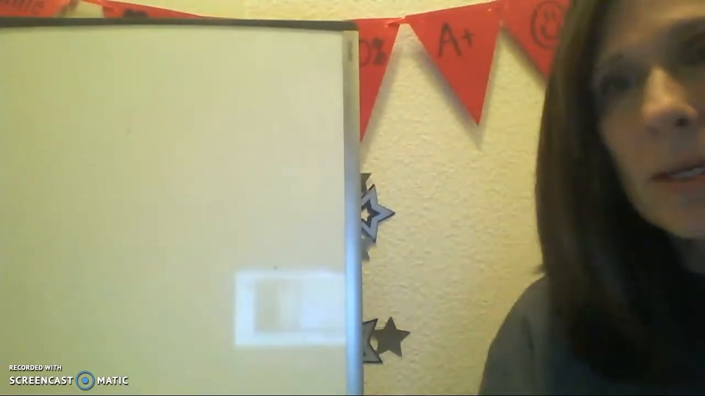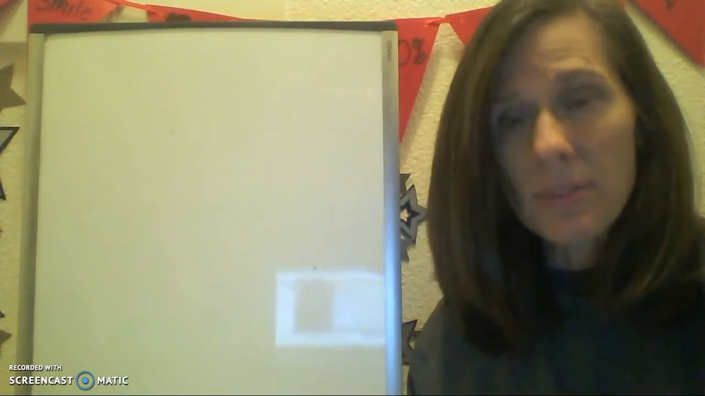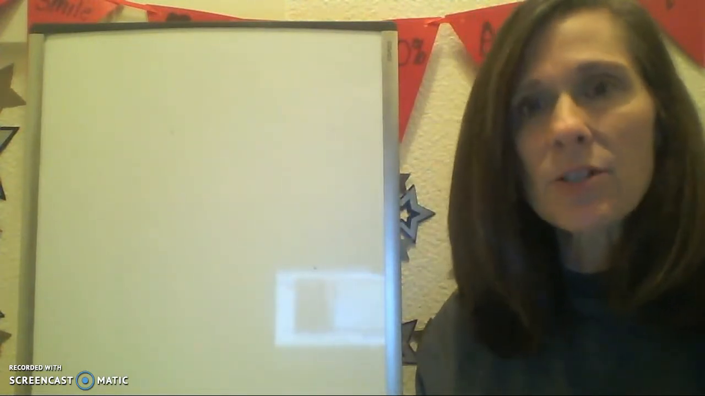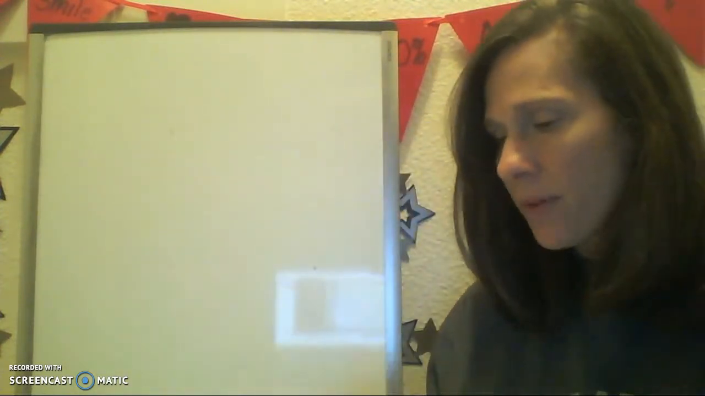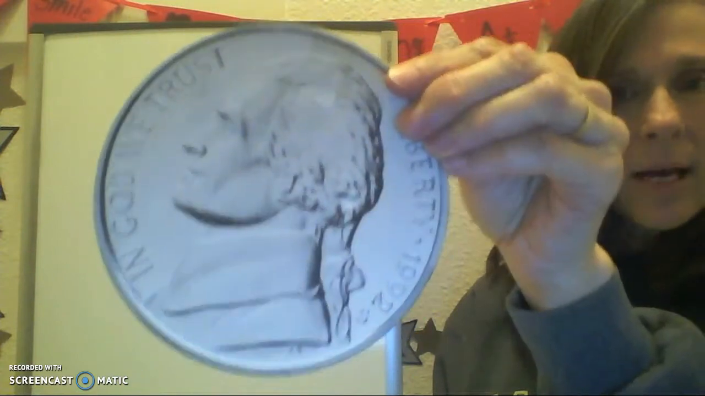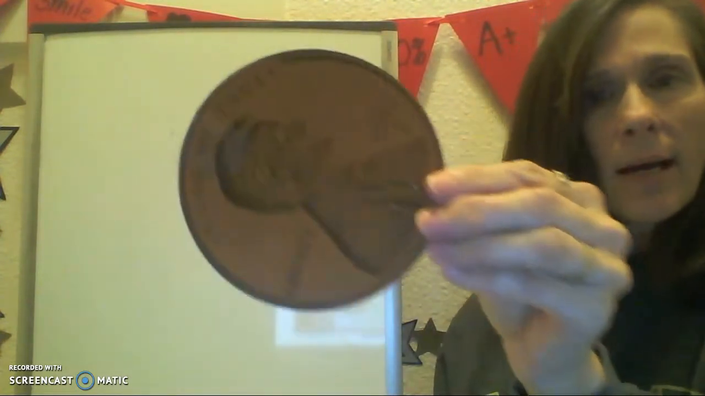Of course, we want to make sure that we're doing the same things every time when we're counting money. The first thing we need to do is identify the coins. We're going to start with the quarter. We're identifying, naming what the coins are. Then we have a nickel, and then we have a dime, and then of course we have a penny.